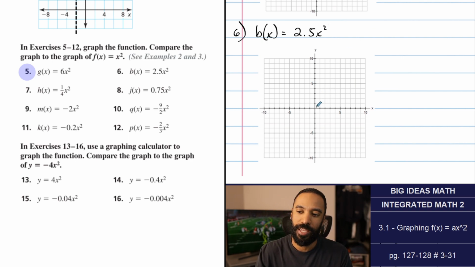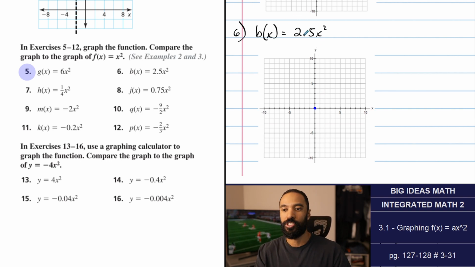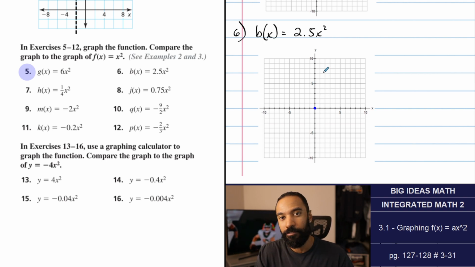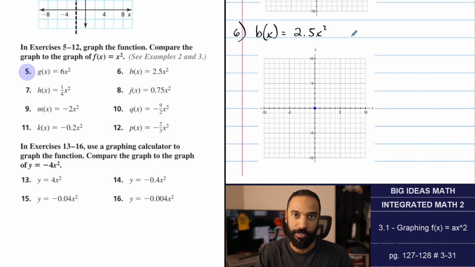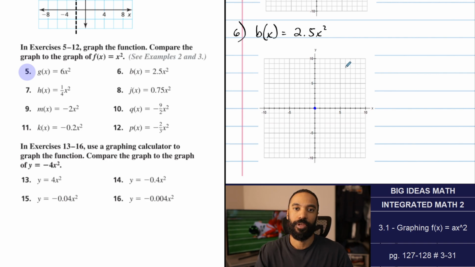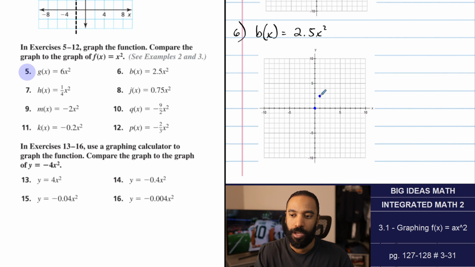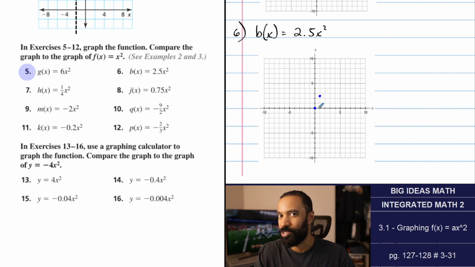So the origin is 0, 0. Excuse me, the vertex is at the origin 0, 0. Still a vertical stretch. You make everything 2.5 times larger. 1 times 2.5, 4 times 2.5, 9 times 2.5, 16 times 2.5. All those. That's all you're doing. 1 times 2.5 is 2.5. 4 times 2.5 is actually 10, so that's a good one. When I go over 2, I'm going to go up to 10.